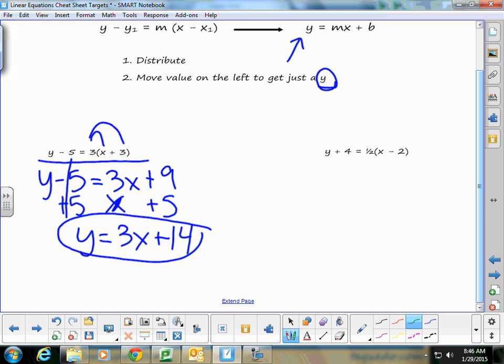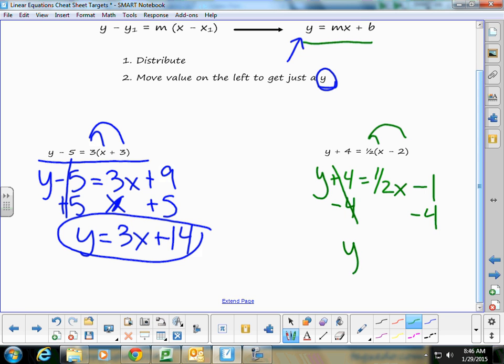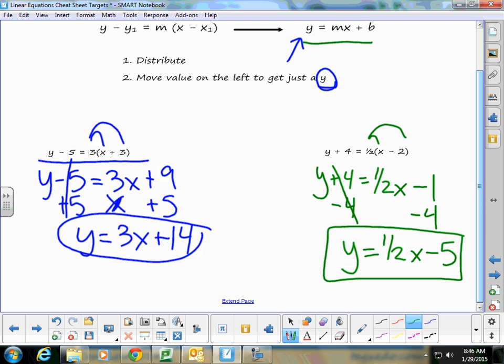Another option, distribute. There's a 1/2 here. Sometimes we like to get rid of the 1/2 ahead of time. Since we're going to slope intercept, we can have a fraction, so I'm going to leave it alone because it also nicely distributes to those numbers. So I have y plus 4 equals 1/2 x minus 1. 1/2 of 2 is 1. So then I bring 4 over by doing the inverse operation, and I end up with y equals 1/2 x minus 5. Nice.